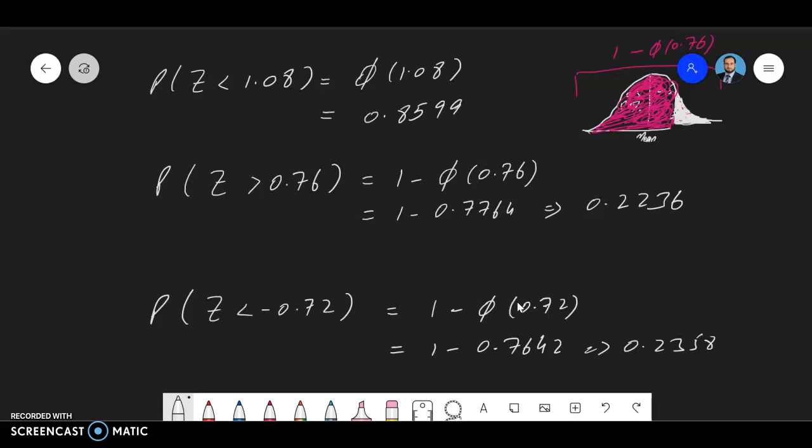Let's summarize this quickly. What we said over here is that if we know the z-score and z is greater than any number, we subtract from 1, and if our z-score is negative, we also subtract from 1. We'll see some other examples in the next video.